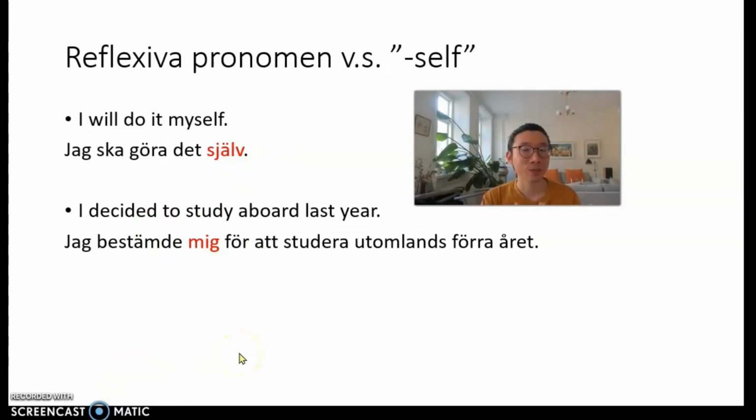Okej, jag hoppas att du förstår lite bättre nu. I hope you understand it better now. So actually the reflexive pronoun doesn't work the same as in English.